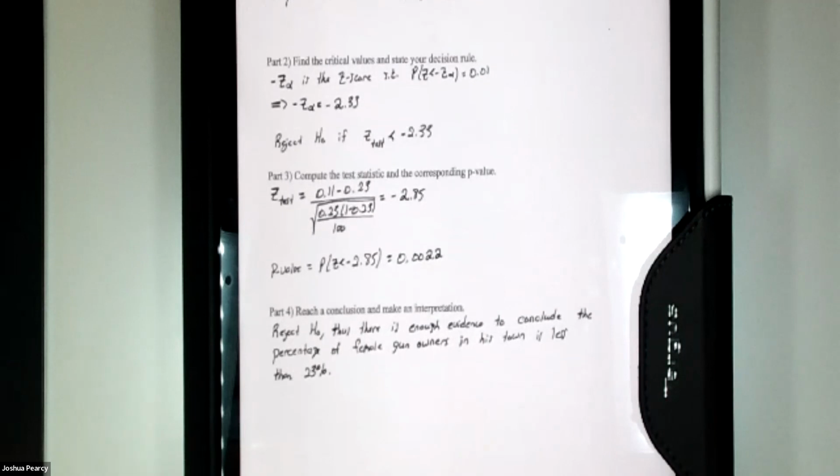Then part 3, compute the test statistic and the corresponding p-value. For the test statistic, you take p hat, which is 0.11, minus the hypothesized proportion of 0.23, and divide it by the square root of p naught times 1 minus p naught over n. You get negative 2.85. Since it's a left-tailed test, we're looking at the area to the left of z being negative 2.85. If you look that up in the table, it's 0.0022.